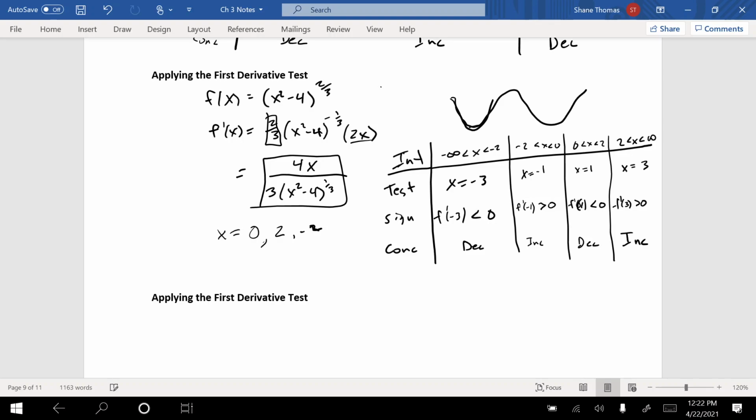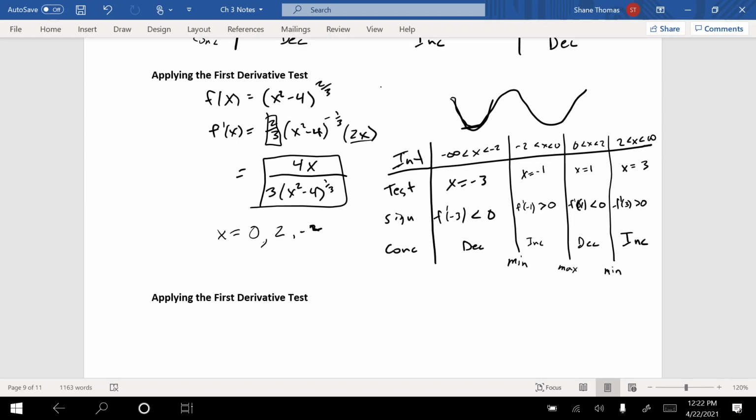Decrease to an increase, that would be a min. Increase to decrease would be a max. And decrease to increase is a min. So therefore, -2 is a minimum value, 0 is a max, and 2 is a min.